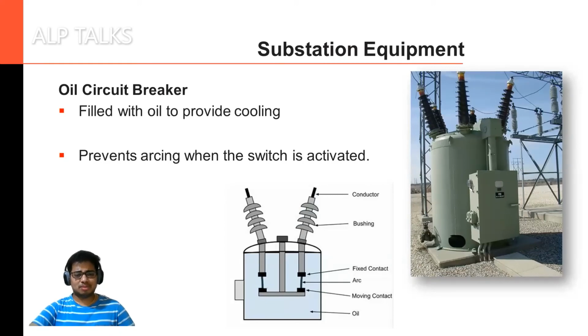We have the oil circuit breaker also, filled with oil to provide cooling and prevent arcing when the switching is activated. So for example, here is the switching. We have conductor, we have bushing, we have fixed contact, and here is where the arc may happen. So the moving contact, this is the one. We have oil here. If the moving contact is closing, there is a perfect contact, otherwise it is in the open position.